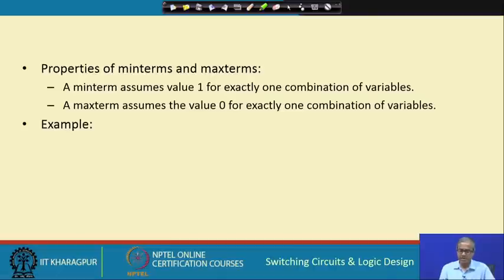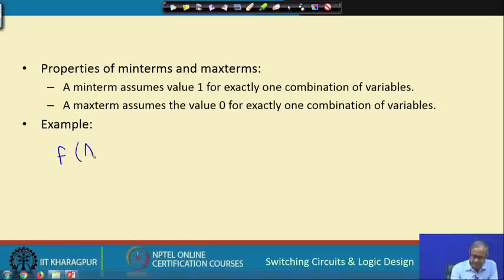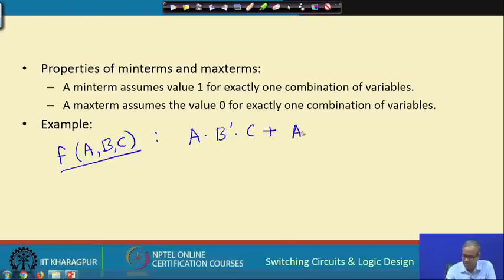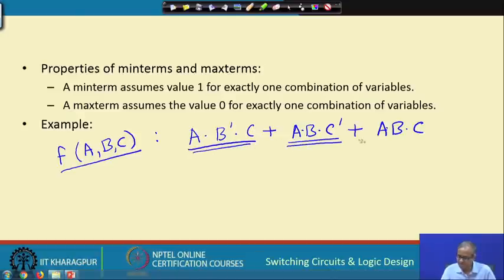Some properties of minterms and maxterms are: a minterm will assume the value 1 for exactly one combination of variables, and a maxterm assumes the value 0 for exactly one combination. Let us see what we mean by this. Take an example, a function of 3 variables a, b, c. Let us first look at the so called sum of products expression, where my function is a b bar c or a b c bar or a b c. According to the definition, these are minterms; there are 3 minterms.